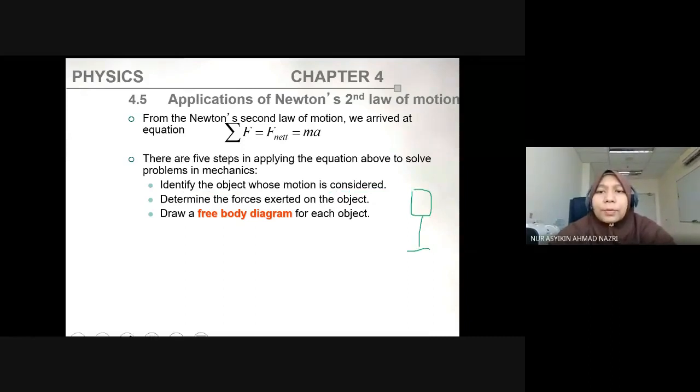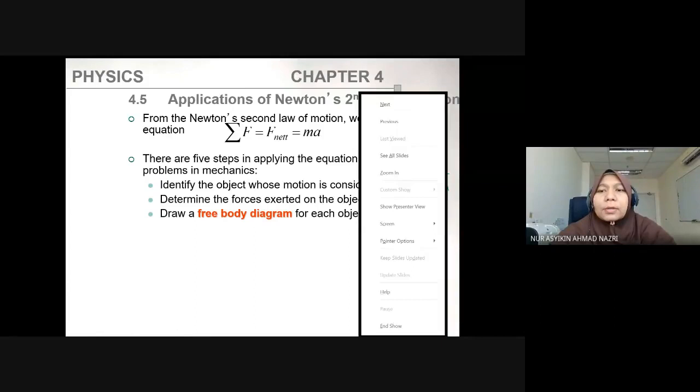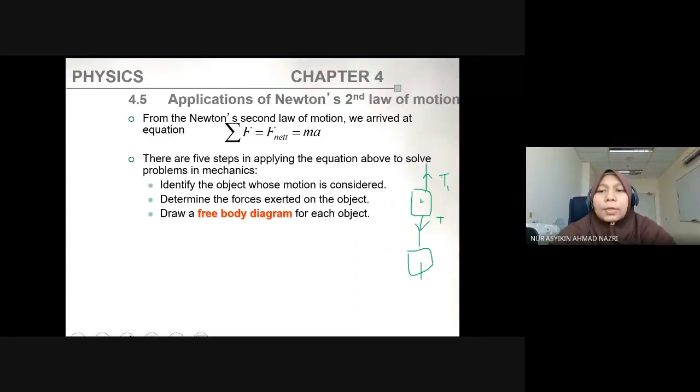So let's say we have 2 bodies here. If we refer to this body, then tension is in this direction, and another one is in this direction. When we refer to this other body, there is tension in this direction. So that's why we need to identify. But it says whose motion is considered, meaning we refer to the one that has acceleration. So that's why it says the one that has motion.